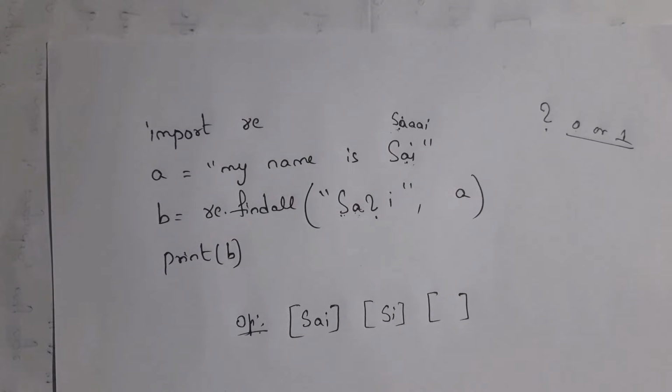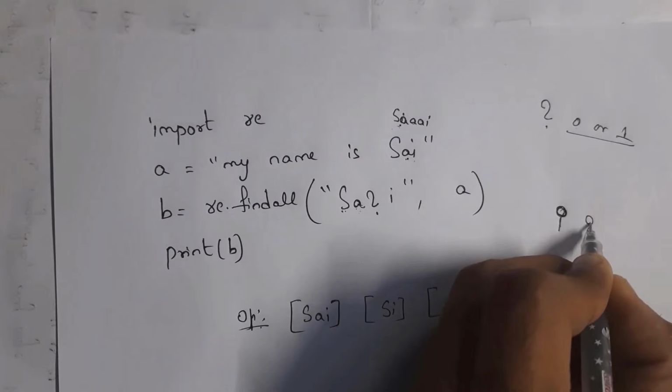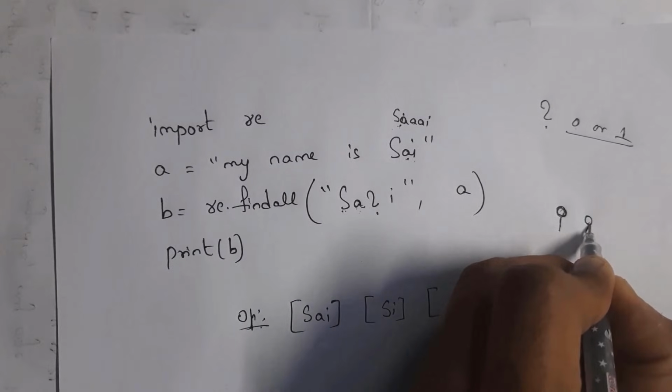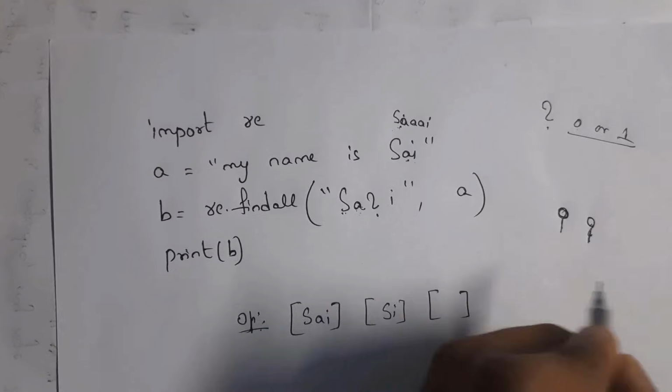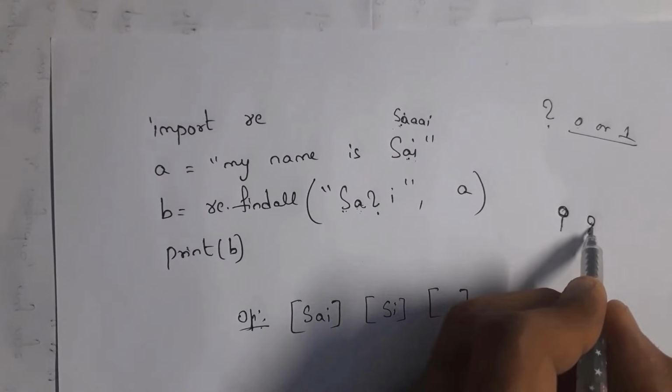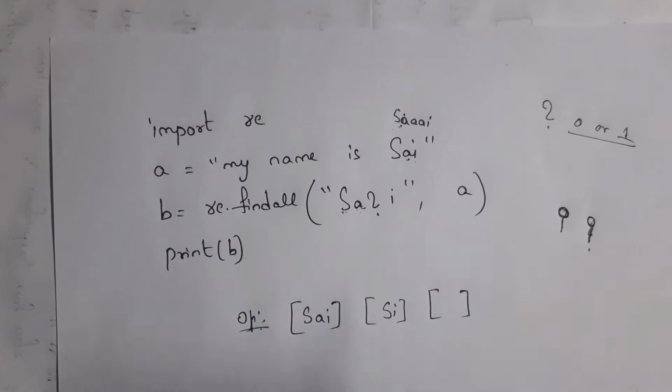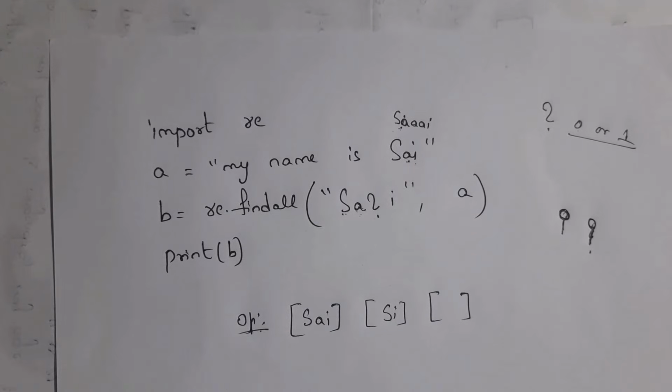So question mark means only 0 or 1 occurrence. You can remember like this. So question mark is in the form of 0 and 1. So you can remember like this. Question mark means 0 or 1 occurrence. This is the use of the question mark symbol.